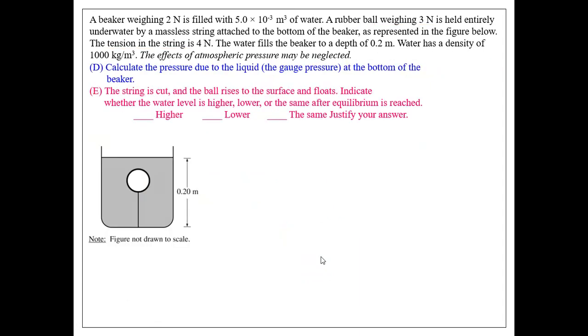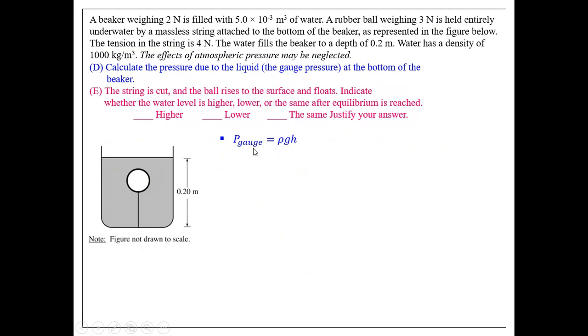So not bad. D, I think, is the hardest one out of them all. It says calculate the pressure due to the liquid, aka the gauge pressure here at the bottom of the beaker. To do this one, you have to know the function for gauge pressure. Gauge pressure is simply rho g h. Gauge pressure depends on height only and nothing else.